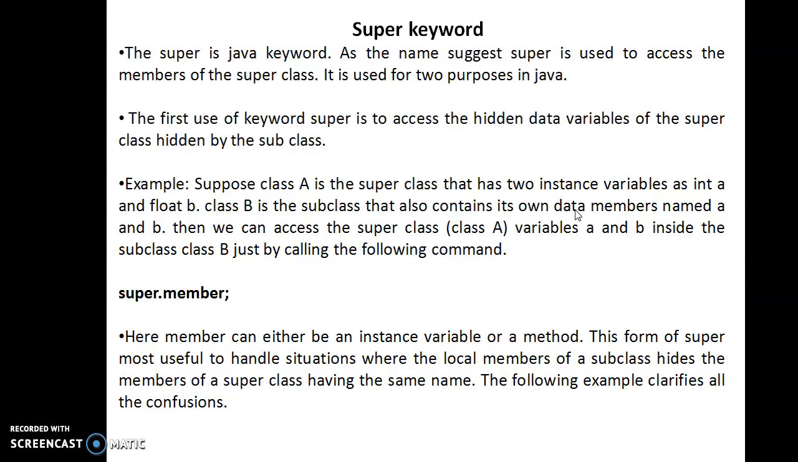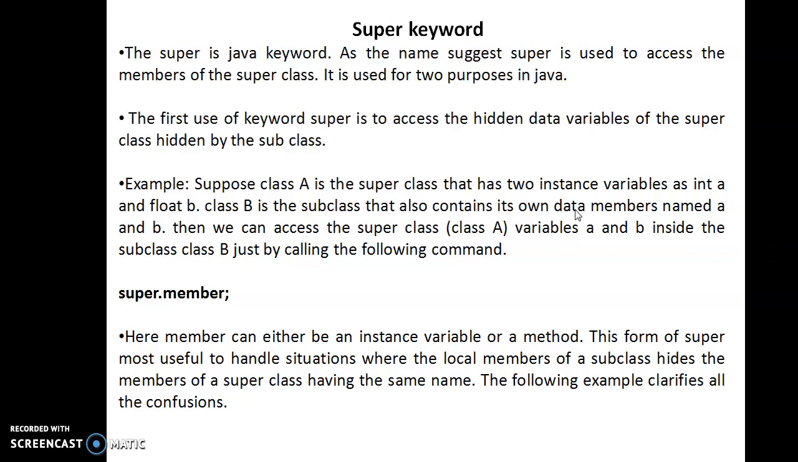I'll give a scenario wherein we have two variables with the same name, in the base class and also in the child class. At that time, the compiler gets confused about which variable has to be accessed, whether from the parent class or from the child class. To avoid this confusion, we use the concept called the super keyword.